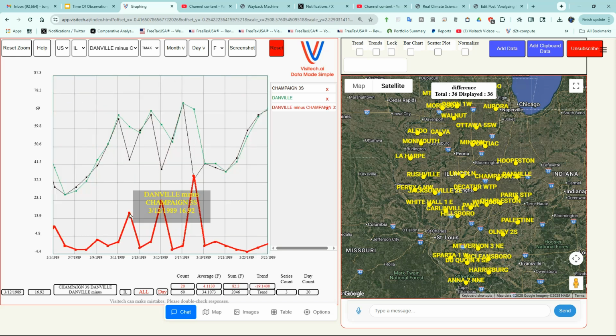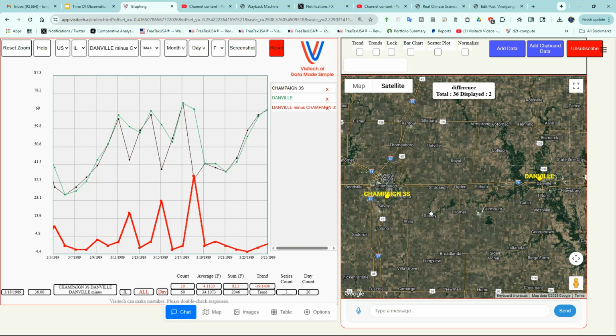On March 12, 1989, there was 17 degrees difference in temperature between Danville and Champaign. On March 15, 1989, there was 23 degrees difference in temperature. And on March 18, 1989, Danville was 36 degrees warmer than Champaign. It doesn't make sense that stations located so close together would have such large temperature differences.